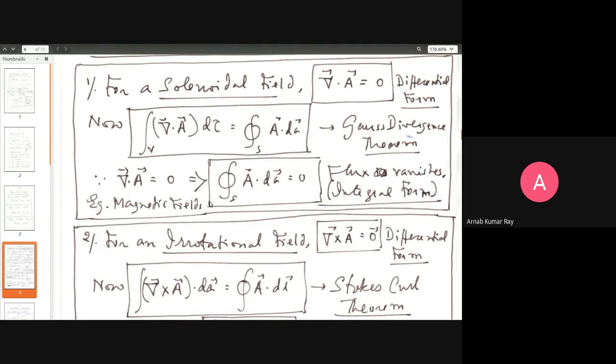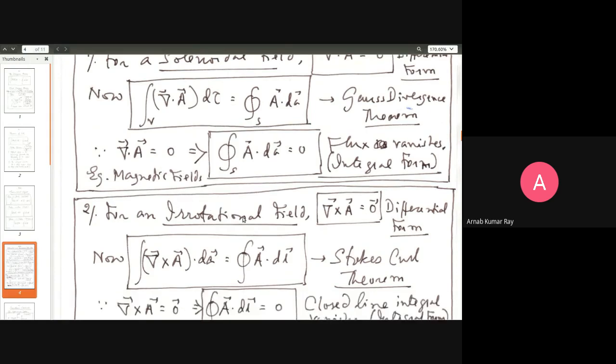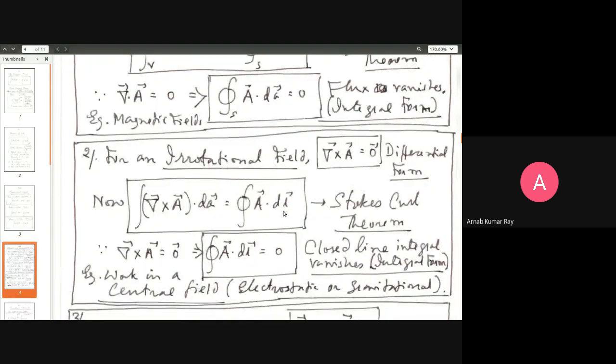In the case of magnetic fields, the closed surface integral vanishes. What about an irrotational field? The differential form of an irrotational field is that the curl of that field is equal to vector 0. Now let us apply this to the Stokes curl theorem.